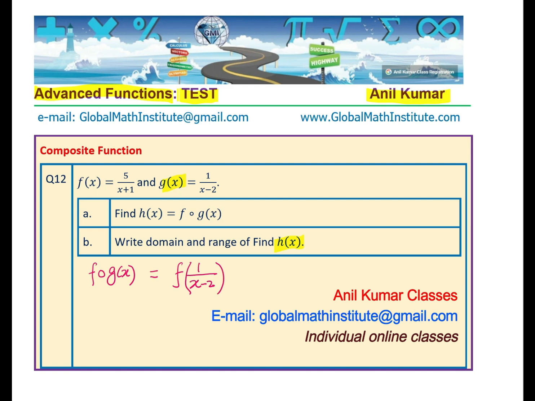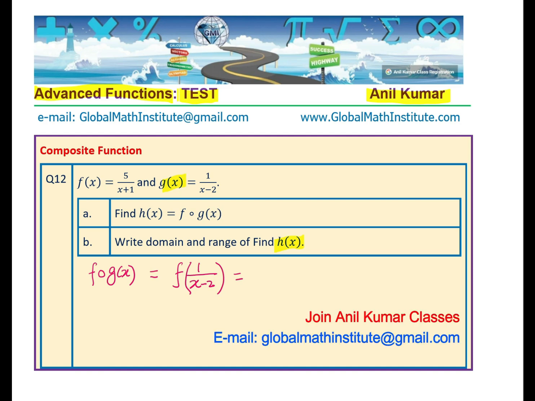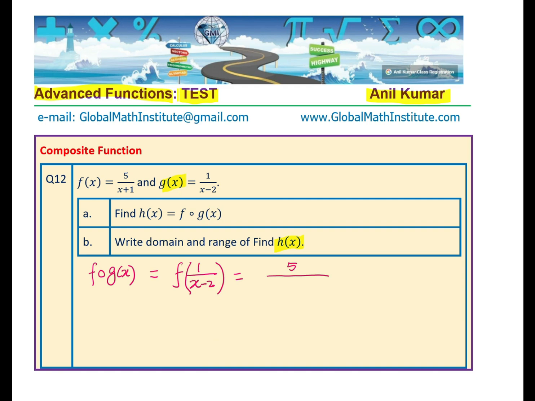So that is the meaning. Now when we say f of 1 over x minus 2, it means we'll put x as 1 over x minus 2 in f of x, right? So it becomes 5 over, instead of x, we'll write 1 over x minus 2, and then we have plus 1. Makes sense?